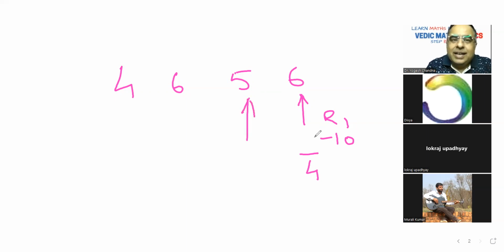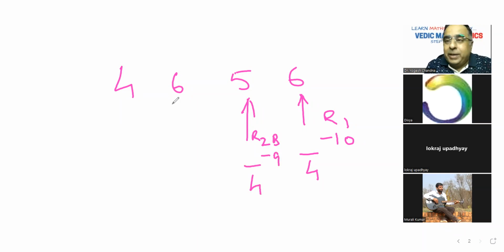Now, the second law: R2A says if it is less than 5, and R2B says if it is 5 or more, subtract from 9. So R2B, I subtract 9. So again 4 bar.